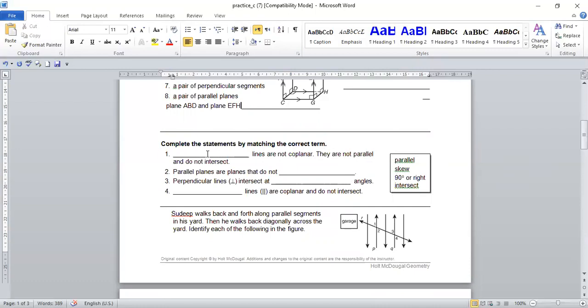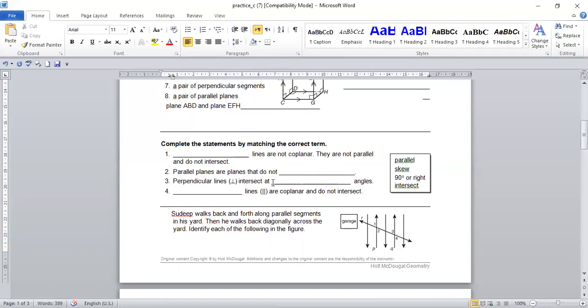Yes, it is. So skew lines are not coplanar, they are not parallel, and they do not intersect either. So this is going to be skew here. Parallel planes are planes that do not intersect, as we were discussing in the previous question. They do not touch each other.